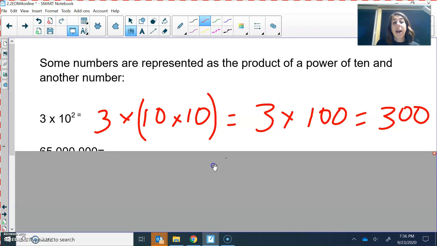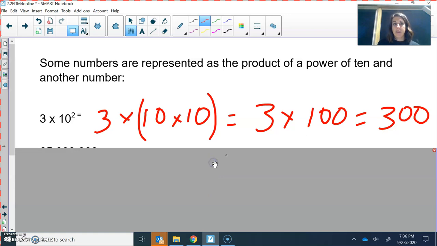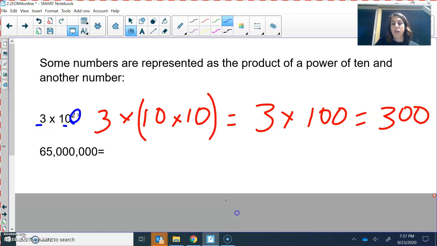Now, you might notice this. If I know that there are 2 zeros on the end of that power of 10, I can just take this 1 and this 3 and multiply them. 1 times 3. And then I know that I should have 2 zeros on the end because we multiplied it by a power of 10 that had 2 zeros on it to get me 300. This can also work in reverse.